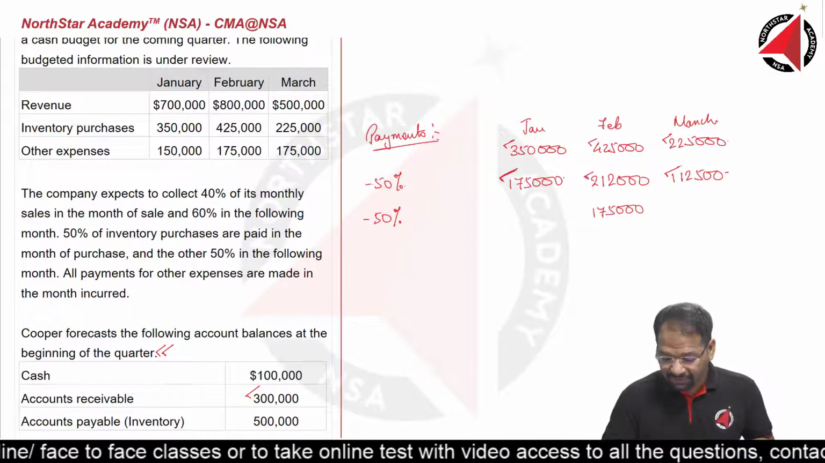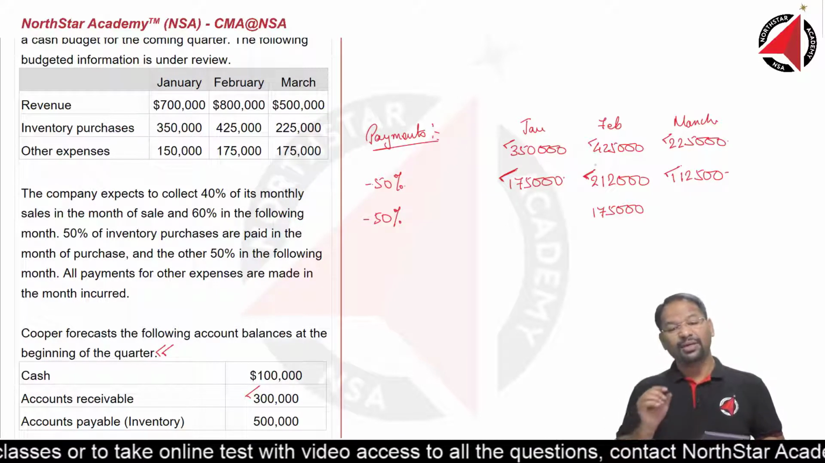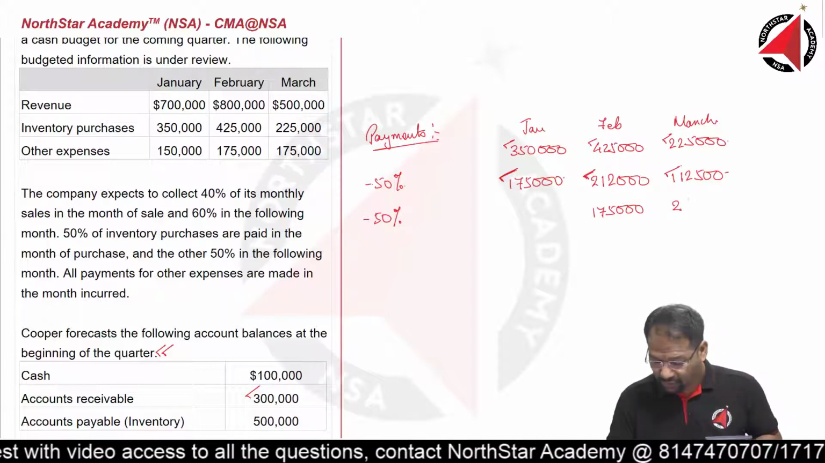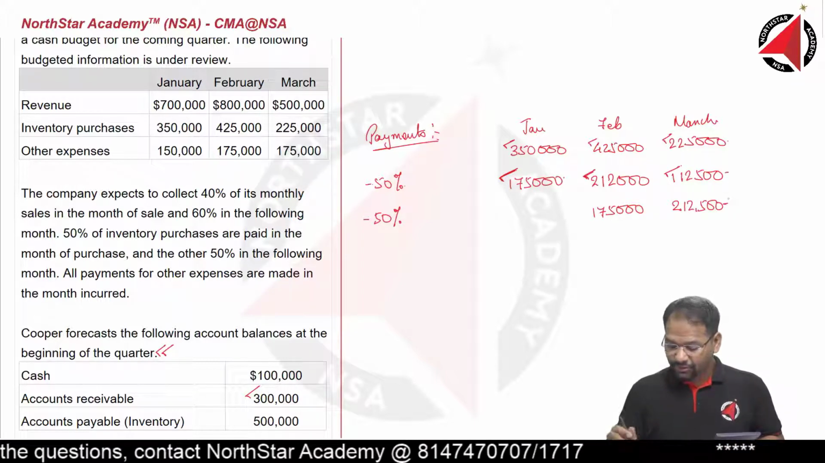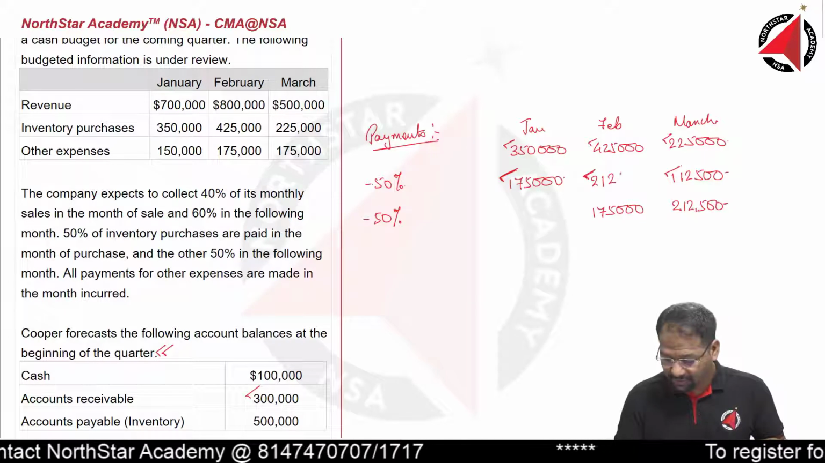So January 50% we have paid in January, and January balance 50% we will pay in the month of February. Similarly, February 50% we have paid in the month of February, and the balance 50% will be paid in the month of March. How much? 212,500. All right, 212,000 here, 500 is missing. 212,500.